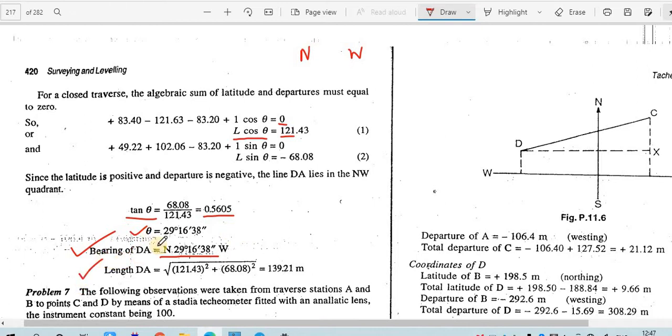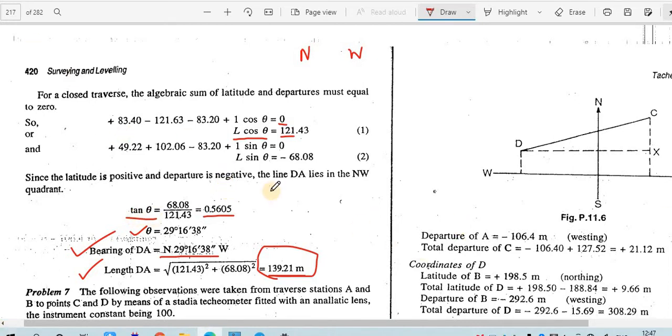And the length of DA will be what? It will be nothing but the square root of (L cos theta) square plus (L sin theta) square. So this will give you the horizontal distance. The final value of DA is coming out to be 139.21 meter.